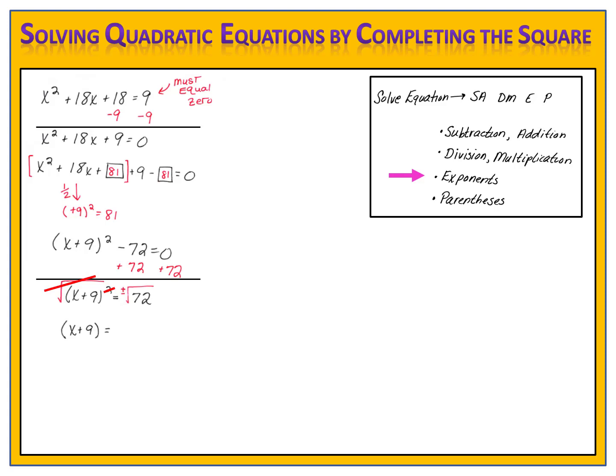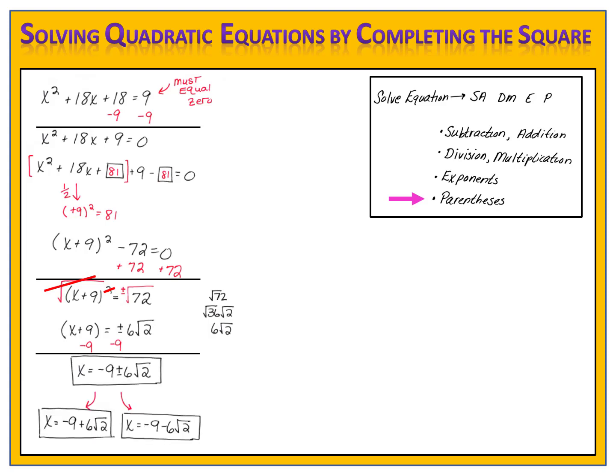That leaves us with x plus 9 on the left, and on the right, we have to simplify the square root of 72. The largest perfect square that divides 72 is 36, so we have 6 square roots of 2. x plus 9 equals positive and negative 6 square roots of 2. Finally, deal with the parentheses. In the parentheses, we have plus 9, so we subtract 9 from each side. x equals negative 9 plus or minus 6 square roots of 2.